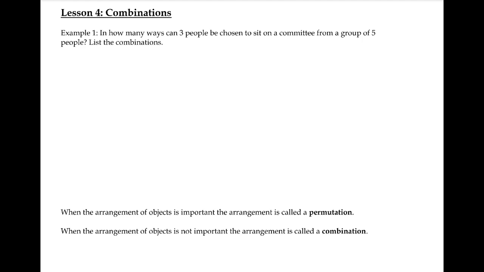Combinations, and we see this a little bit lower on the page, is when the order doesn't matter. The arrangement doesn't matter. It's a combination. When the arrangement is important, then it is a permutation. So far, order has mattered in everything we've looked at.